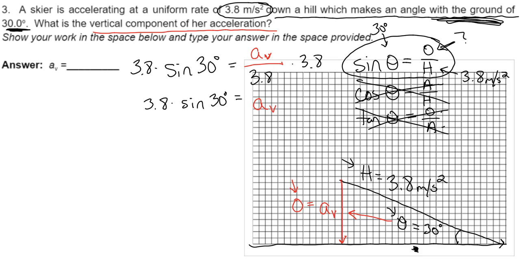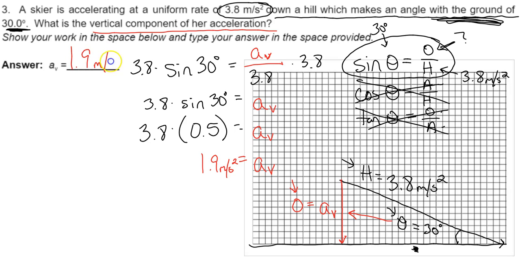Those of you that know special triangles probably already have this memorized, but the sine of 30 degrees is simply 0.5. If we take that and multiply it by 3.8, that will give us our vertical acceleration, which is 3.8 times 0.5, which is 1.9 meters per second squared. So our vertical acceleration is 1.9 meters per second squared.